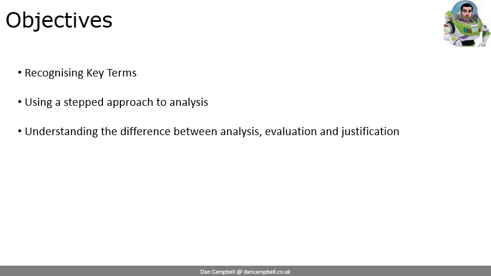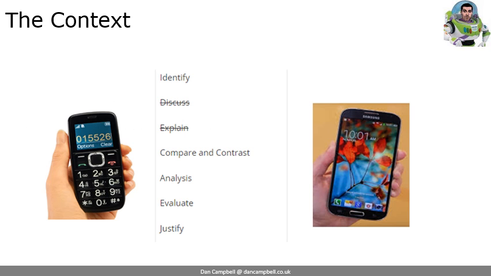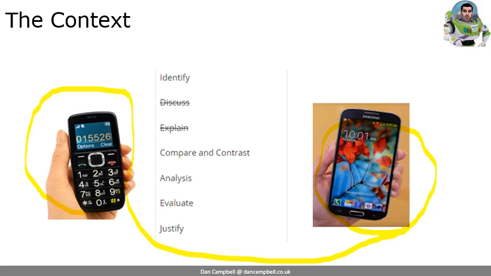So with a little bit more detail, we will outline some of the key terms to provide a common language. I will introduce you to a step-by-step approach to analysis, which will lead to evaluation and justification, which is important for your academic grade and performance. And we'll get to a point where we'll start to understand the difference between analysis, evaluation and justification. This video will look at two different types of phone as a way of exploring these keywords: identify, compare, contrast, analyze, evaluate and justify.